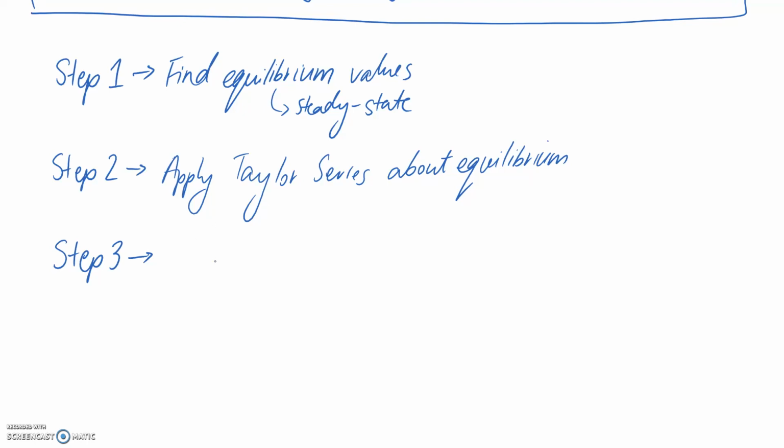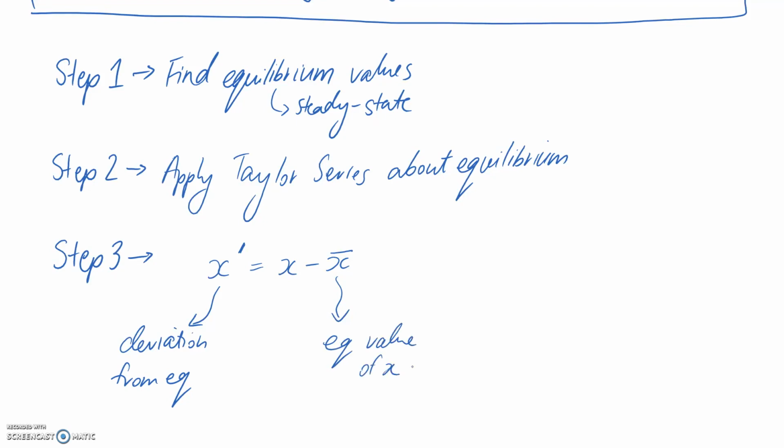And when we do this, what we end up needing to do is changing over our variable x. So if we have x dash, okay, what this is representing is the deviation from steady state or equilibrium. Okay, x is just the variable that we were originally tracking, and this one here, x with a bar over the top, this is representing the equilibrium value of x. So what we end up doing is swapping over, and instead of writing our equation in terms of x, we write it in terms of this deviation variable x dash.